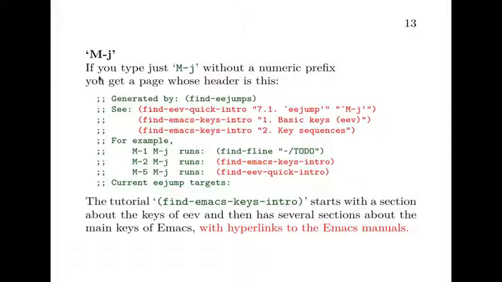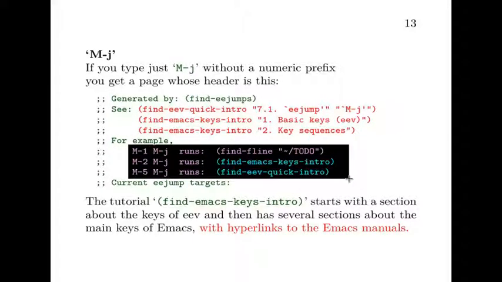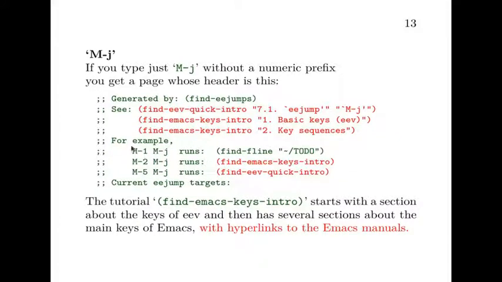And if you type just meta J without a numeric prefix, you get a page whose header is this. So it opens a page with this header and some mysterious things below it. This part of the header explains how to run meta J with some of the main numeric prefixes. And so meta 5 meta J goes to the main tutorial, meta 2 meta J goes to a kind of tutorial that is mainly an index of the main keys of both EEV and Emacs.